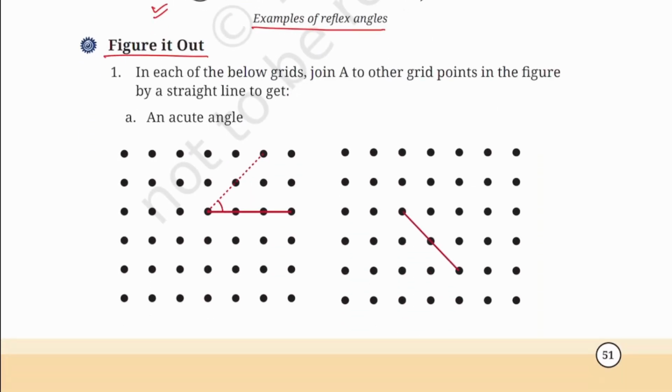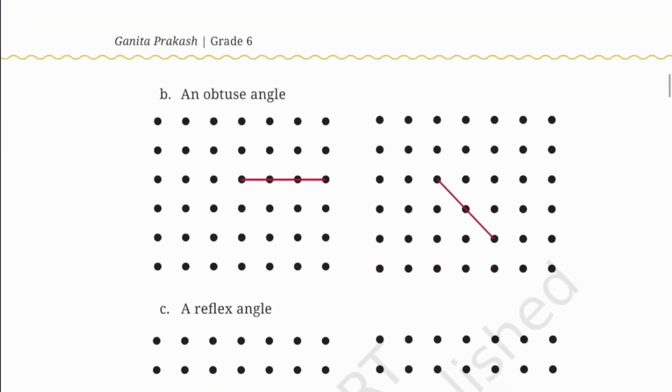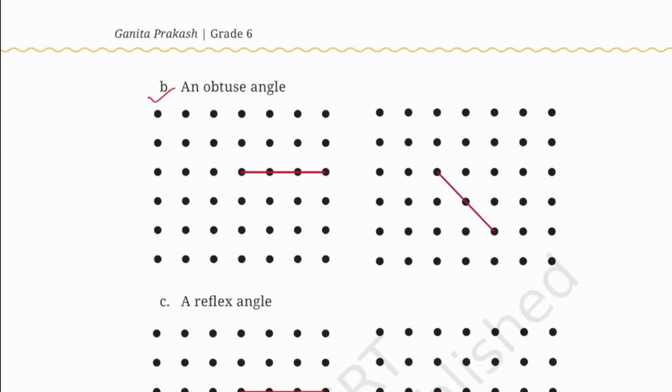Figure it out. 1. In each of the below grids, join A to other grid points in the figure by a straight line to get A, an acute angle. Like this. Like this. B, an obtuse angle. That is like this.